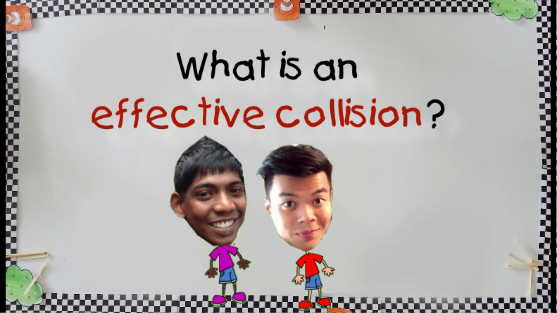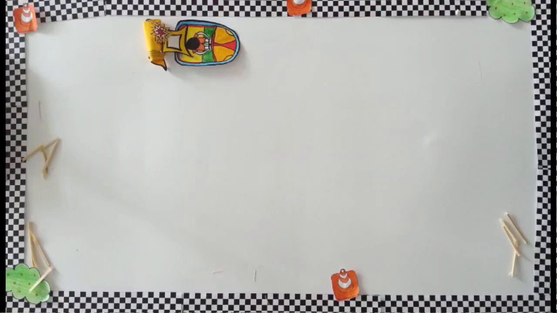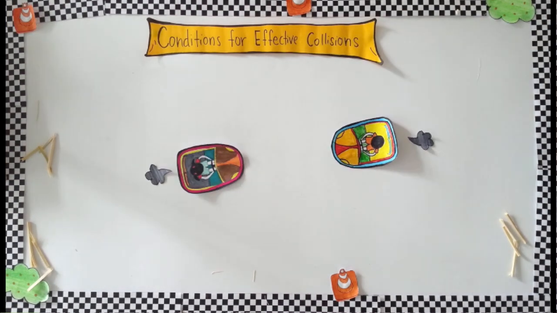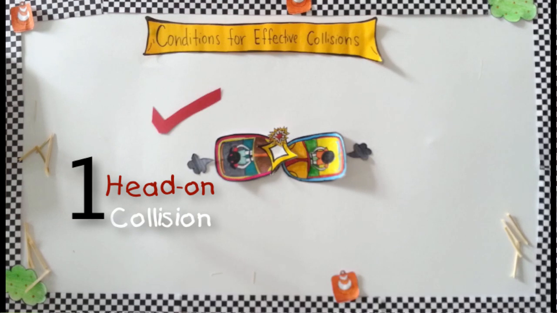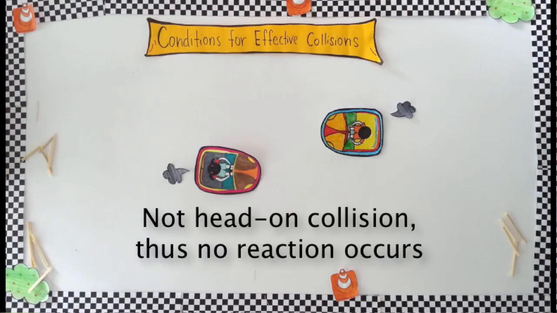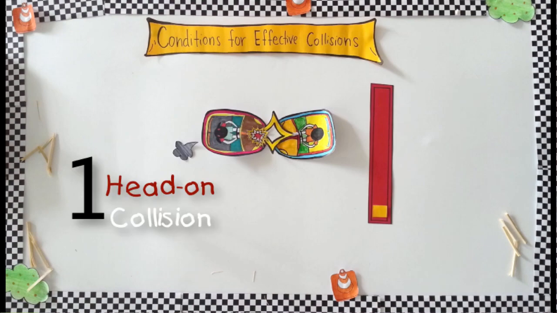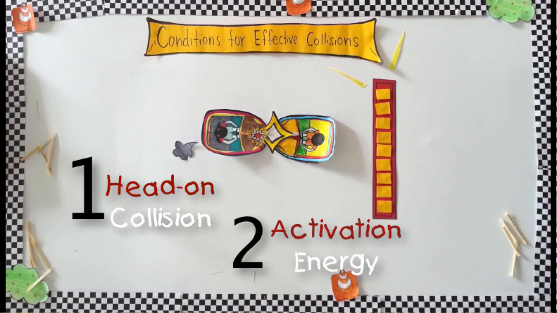Before we look at the factors affecting the speed of reaction, let us first recall what is an effective collision. In this animation, the two cars represent two reacting particles. The conditions of effective collision are the reacting particles must collide head-on with each other to react. This is not a head-on collision, and thus no reaction occurs. The reacting particle must collide with a minimum amount of energy known as the activation energy.